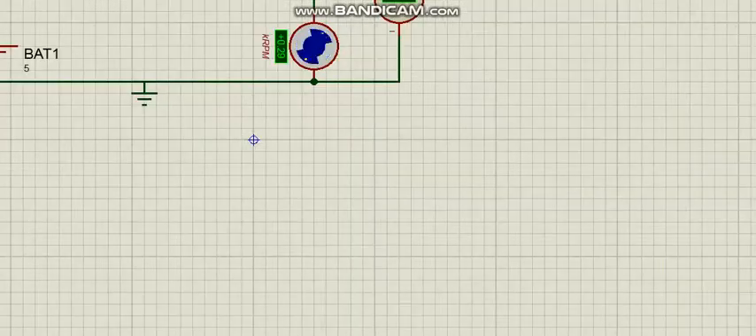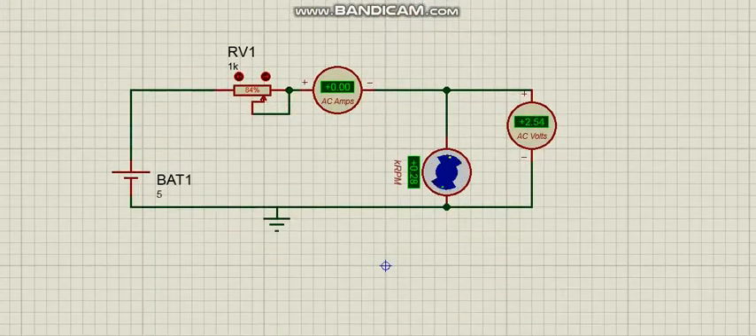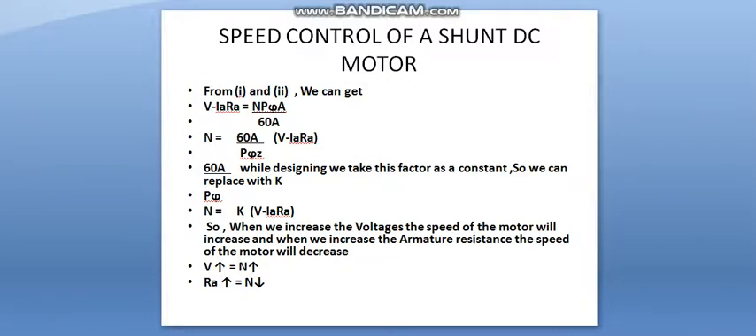You can see the factor that by decreasing the armature resistance, speed is increasing, and when we increase the resistance, speed starts decreasing. So this is our calculation: when we decrease the voltage, speed will decrease, and when we increase the voltage, speed will increase, and when we increase the armature resistance, speed will decrease.